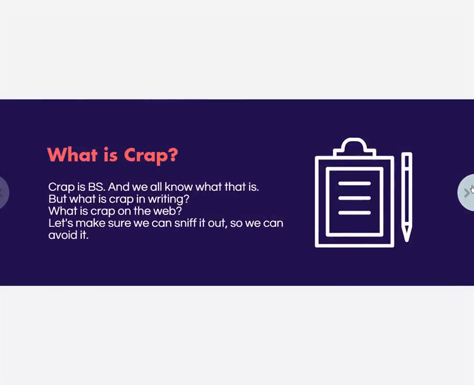What do I mean by crap? I mean a source that's unreliable or not credible because it's not necessarily true, up to date, or accurate. And there's plenty of those out there, especially on the web. So let's make sure we know what crap looks like so we can avoid it.